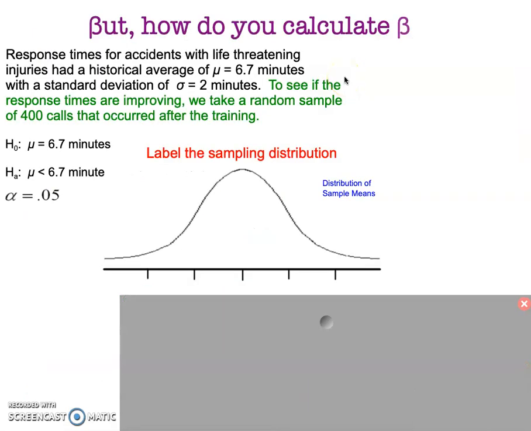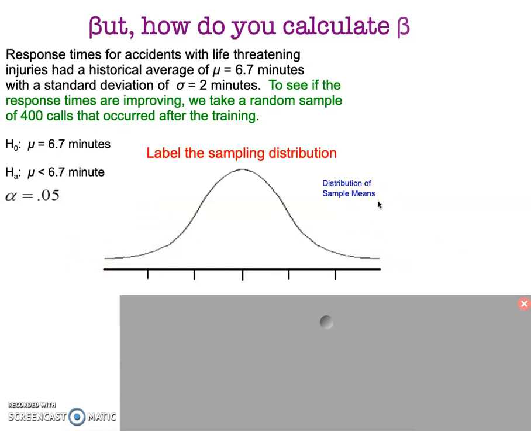Okay, so how do you calculate beta? I added something to the problem here. So they did the training, they want to see if the response times are improving. So the next year they took a sample of 400 of the response calls and they took the average of that. That average would be placed somewhere on this sampling distribution of means.